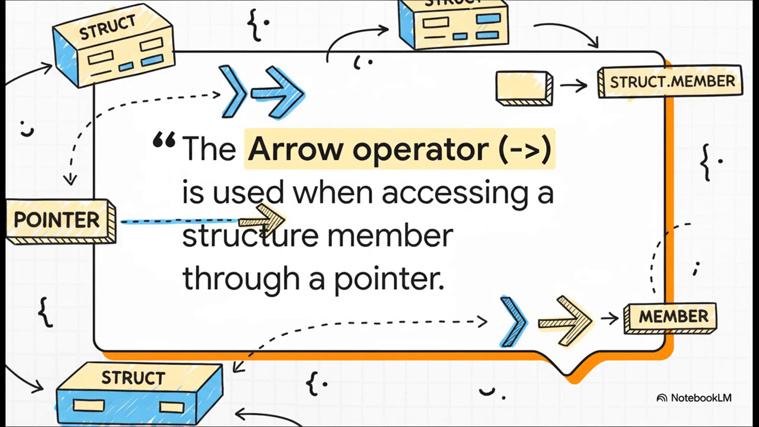Now, here is a super important new rule. When you have a pointer to a structure, you don't use the dot. Instead, C gives us a special, much cleaner way to do it, the arrow operator. It's just a hyphen and a greater than sign, and it's basically shorthand for, hey, go to the structure this pointer is pointing to and give me this specific piece of it.